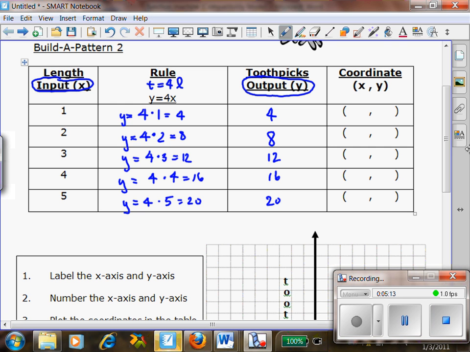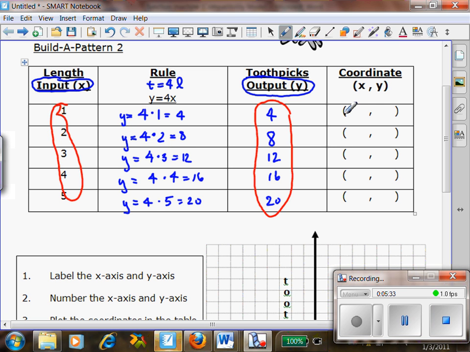Now, what you're most interested in is this column right here. Sorry about that. And this column right here. X's are here, Y's are here. These two numbers are related to each other. 1 and 4, 2 and 8, 3 and 12. They go together.